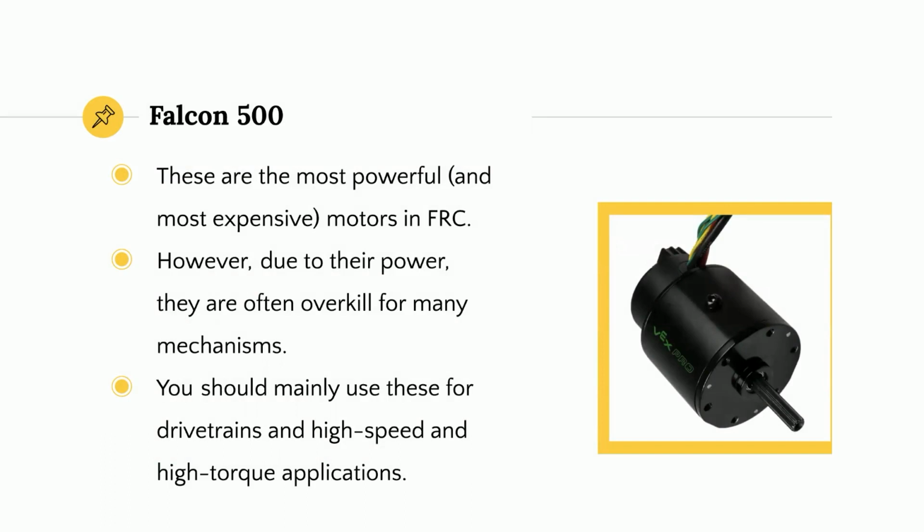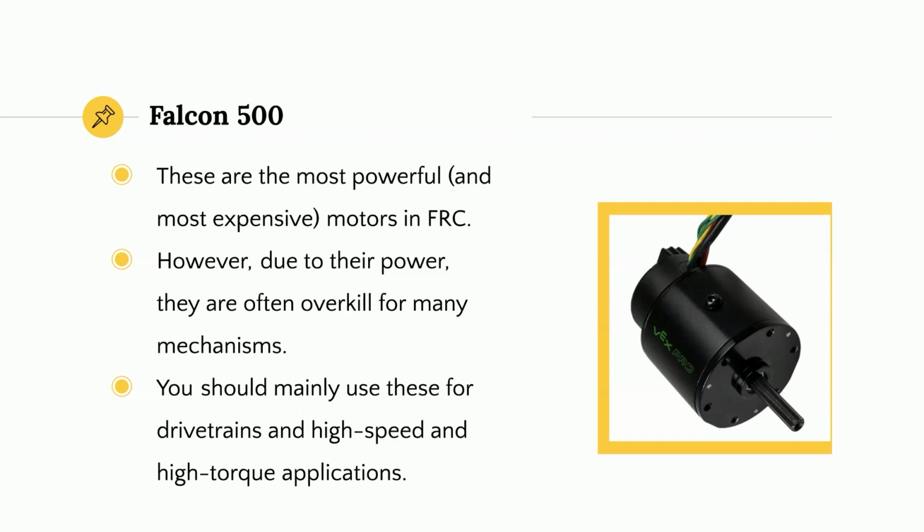Falcon 500s. These are the most powerful and most expensive motors in FRC. However, due to their power, they are often overkill for many mechanisms. You should mainly use these for drive chains in high speed and high torque applications. So these are what you use if they're the only thing you can use. They're extraordinarily expensive, and more importantly, they take forever to get because they're always out of stock. So most teams outside of the very best have very limited supply of these, and they are almost always used for the drivetrain.